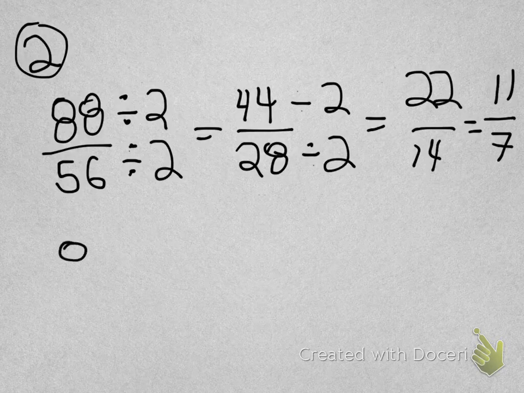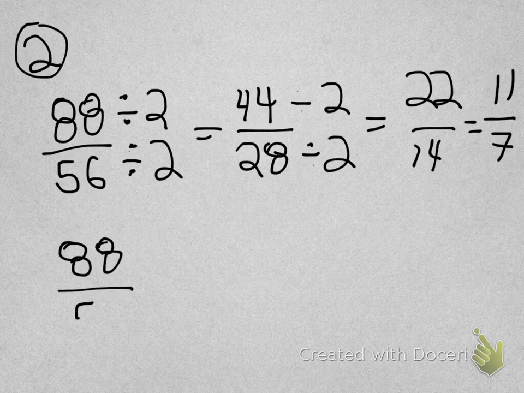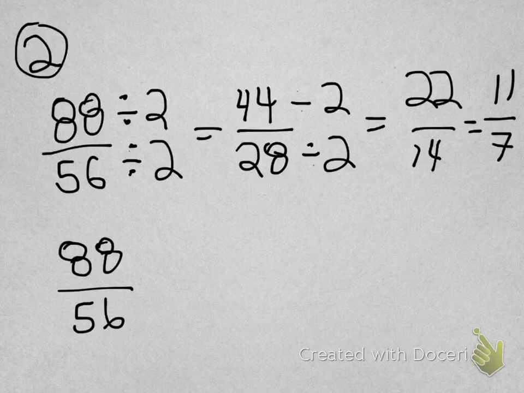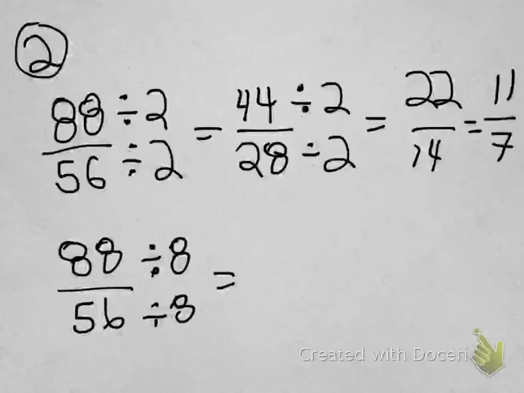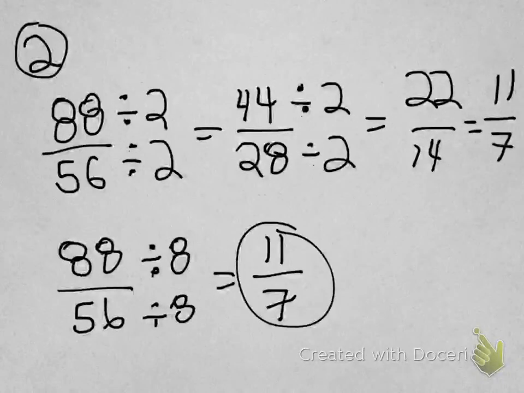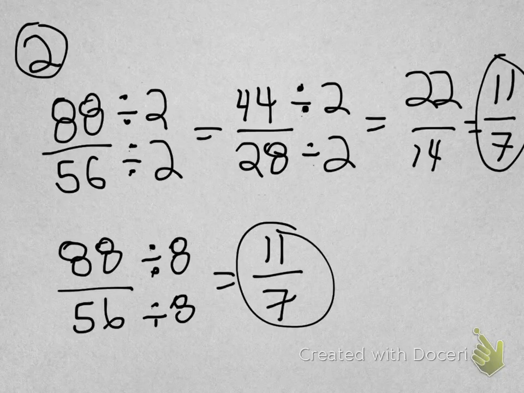Okay, what I want you guys to be able to get to is, when you look at 88 and 56, you want to look for the greatest common factor that goes into both of them. Even though the way we just did it was correct, it takes 3 steps to get to the right answer. If you looked right away and saw, oh, 88 is divisible by 8 and 56 is also divisible by 8, then we can go directly to our answer and we get 11 over 7. Both ways get us the exact same answer. You've just got to figure out which one is easier for you to do.